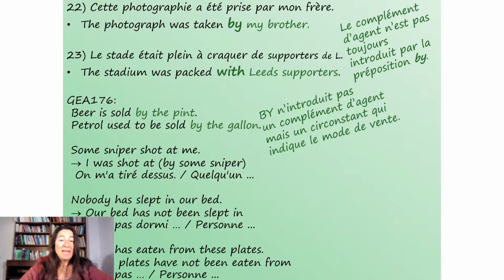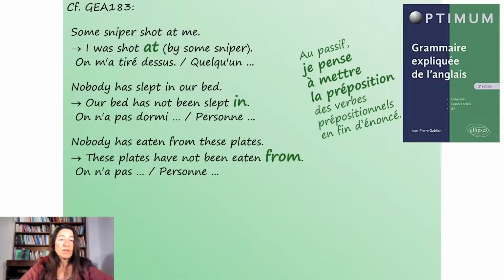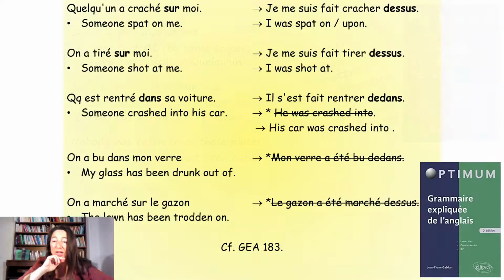So the main thing here to remember is that it's really important to use the preposition, as you can see here, when you create a passive voice sentence that has a prepositional verb. Okay, so that's all in the Grammaire expliquée de l'anglais again.